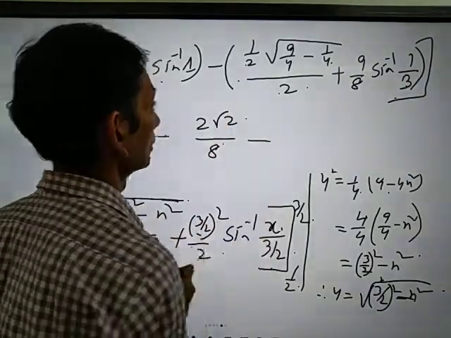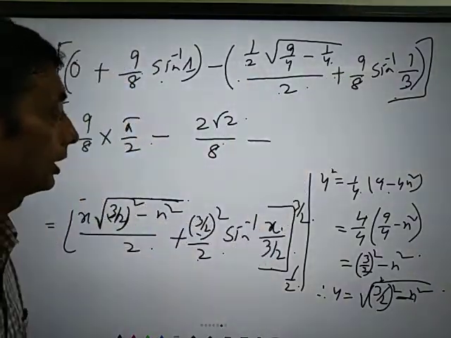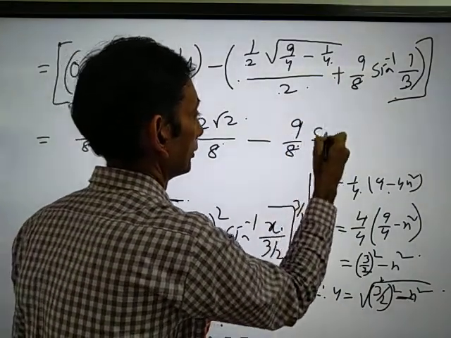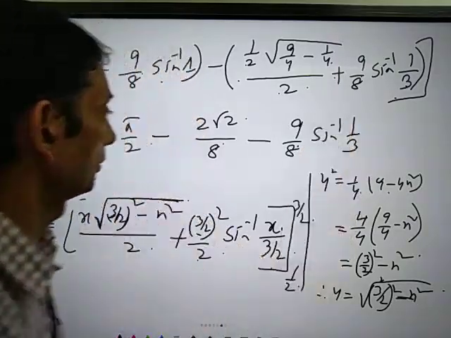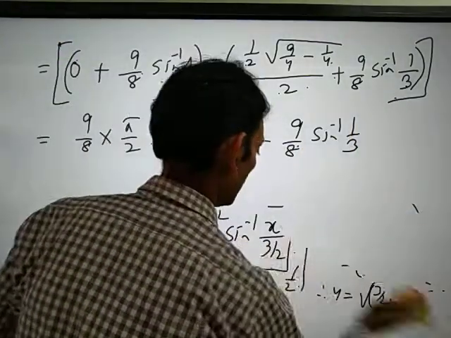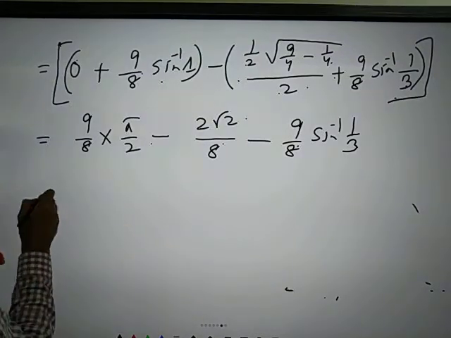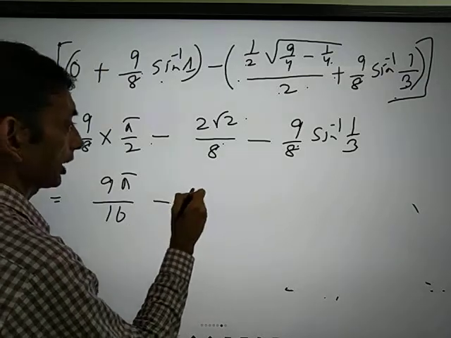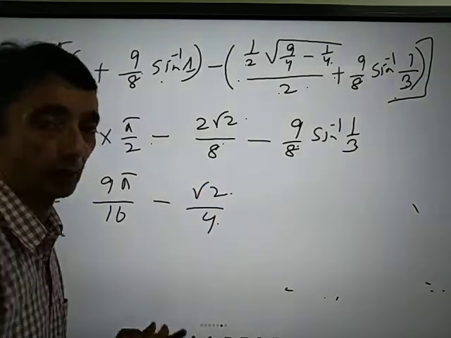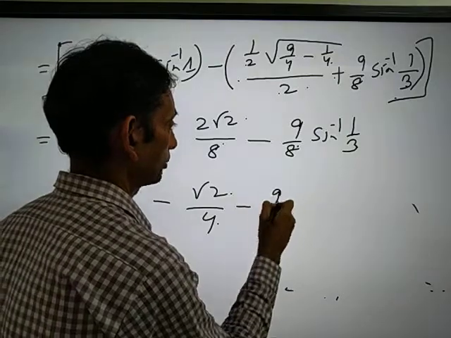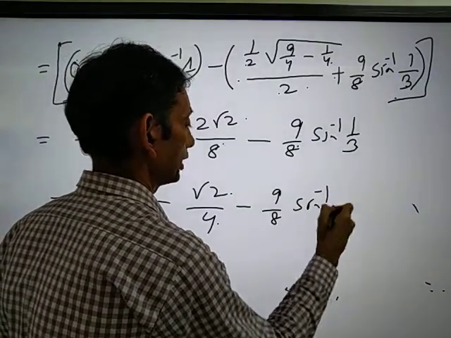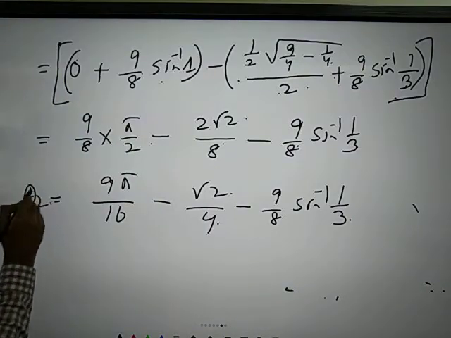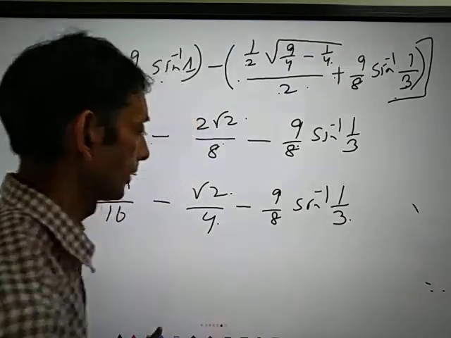Now, if you subtract and multiply this, this will be minus 9 by 8 sine inverse 1 by 3. Next, this is 9 pi by 16 minus root 2 by 4, and minus 9 by 8 sine inverse 1 by 3. So this is the value of A2 we got.